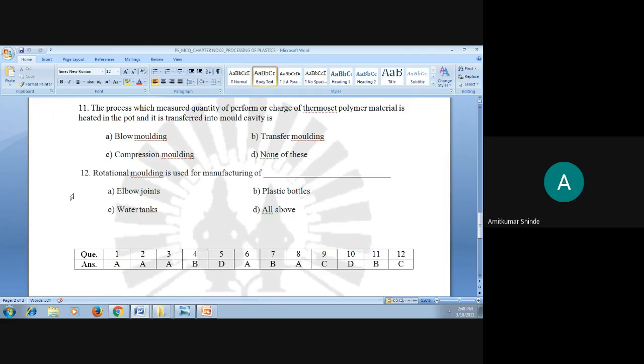And the last question is, rotational molding process is used for manufacturing of. Okay, these elbow joints, this is not the correct answer. These elbow joints and these plastic bottles, only the correct answer is water tanks, which are manufactured with the help of the rotational molding process. Okay, for all questions, I have provided the answers here on this sheet.